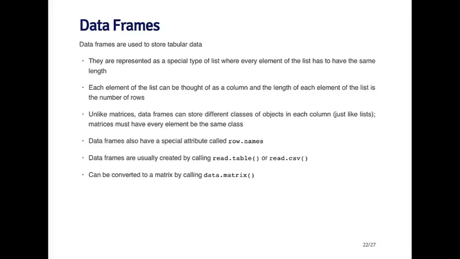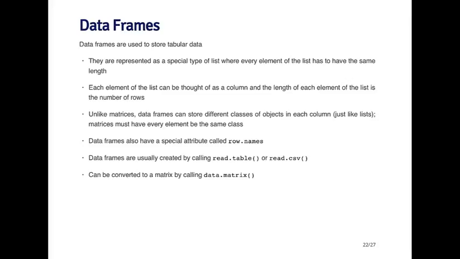So data frames are basically represented as a special type of list, where every element of that list has the same length, right? So you can think of each column of the data frame as an element of the list, and of course, in order to be a table, every column has to have the same length. However, each column doesn't have to be the same type. So the first column could be numbers, the second column could be a factor, the third column could be integers, the fourth column could be logicals. It doesn't matter what the different types are.